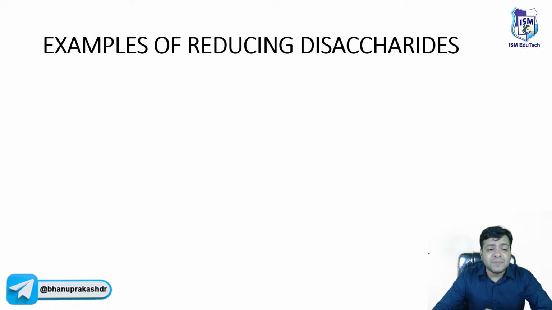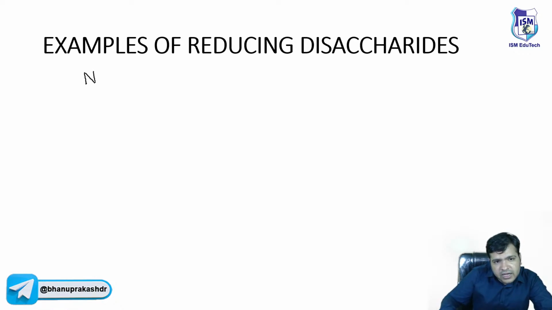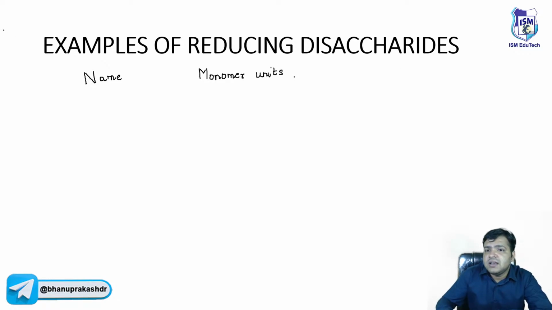Now starting with examples of reducing disaccharides. Again, I will be consolidating all the information in the form of a table. Now beta, firstly, you should know the name of the disaccharide. A disaccharide is formed from monosaccharides, so you should know the monomer units and you should know which linkage is present over here, right?